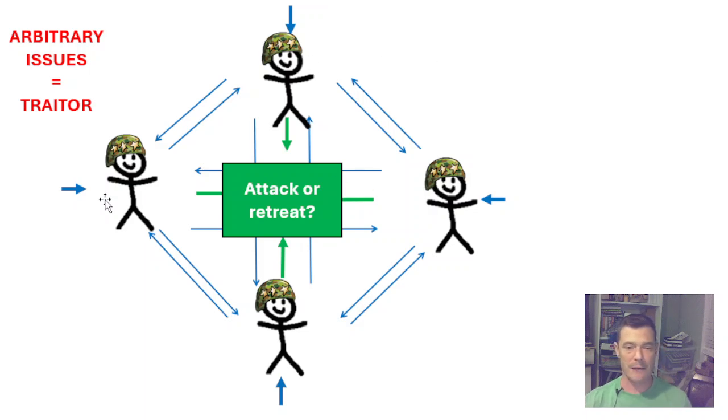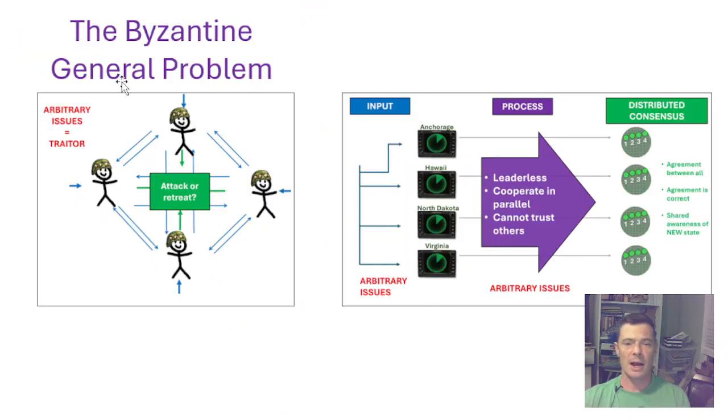And the problem they have is one of these guys could be a traitor. He could send wrong information to another general, and he could send different wrong information, or their messages could get intercepted or lost. It's all the same problems. You get the wrong information.